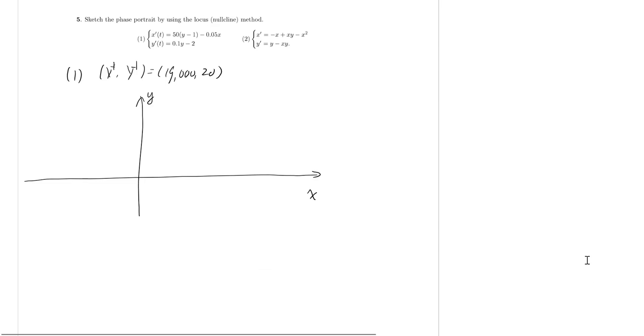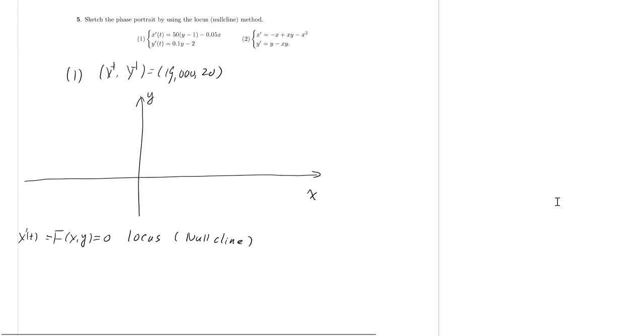So now we need to graph these two functions. One is called f of x, y is equal to 0. This is called a null line or a locus. In economics, we usually say it's locus, and in mathematics, it's called null line. And we know what it means. If capital F is equal to 0, that means x prime of t equal to 0. That means in the x direction, the velocity is 0.